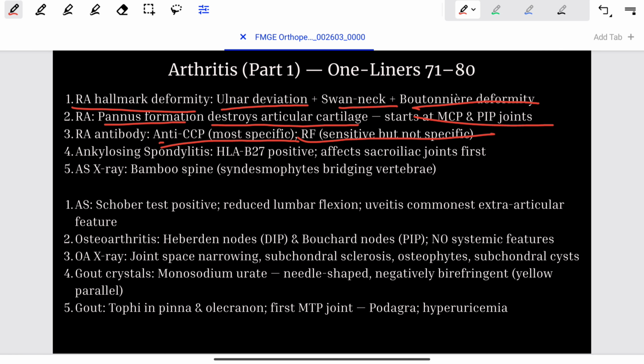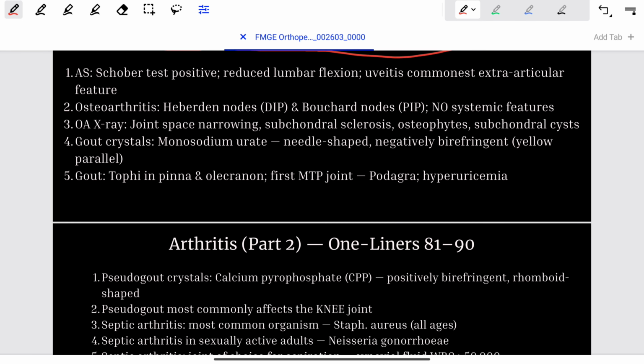Ankylosing spondylitis is strongly associated with HLA-B27 and typically affects the sacroiliac joints first. In this, bamboo spine on X-ray is due to syndesmophyte formation. In ankylosing spondylitis, a positive Schober test indicates reduced lumbar flexion. Uveitis is the most common extra-articular manifestation.